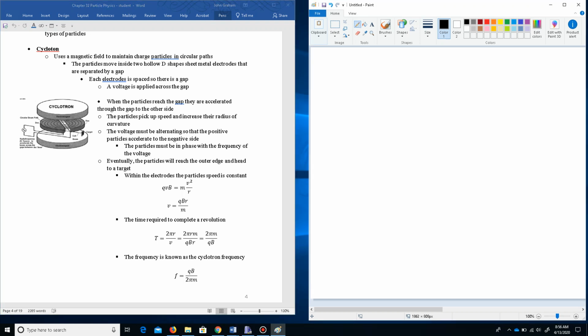It is these D-shaped electrodes. I'm going to kind of draw this as a top view. They're D-shaped, but one's going to be a backwards D, one's going to be a frontwards D. And these are hollow sheet metal electrodes. They're separated by this gap. And a voltage is going to be applied across this gap. So you're applying a voltage across this.